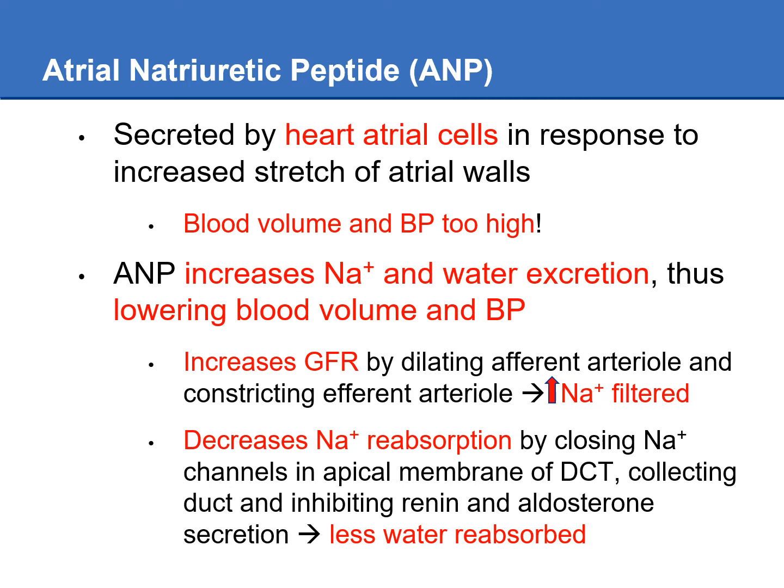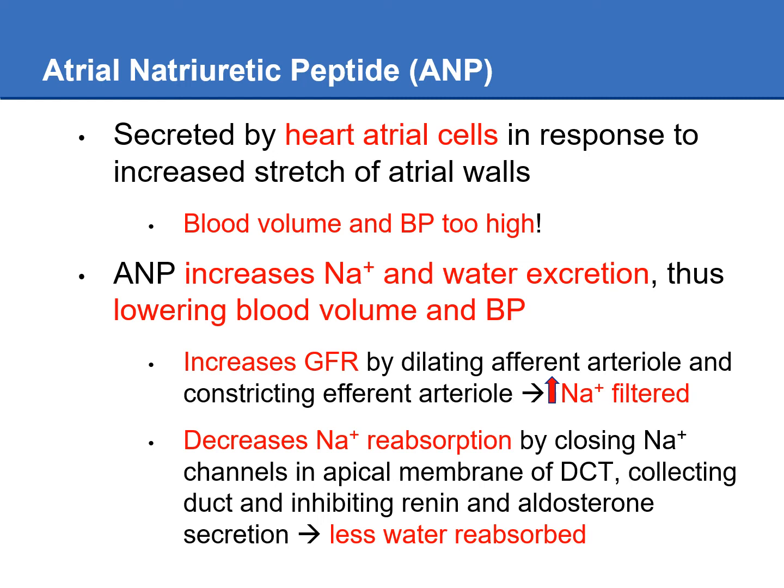So as the name says, ANP is going to be secreted by the atrial cells in the heart. So they will sense when the blood volume and blood pressure are too high because the atria become too stretched, and that will tell them to release ANP. And ANP has several effects. So it will go over to the afferent arteriole and dilate that and then constrict the efferent arteriole.